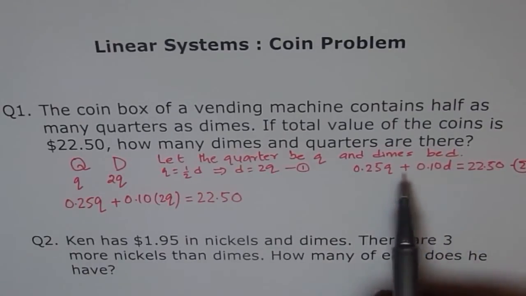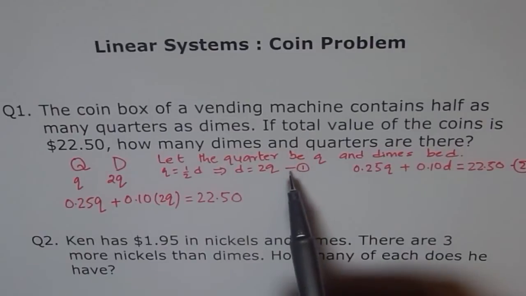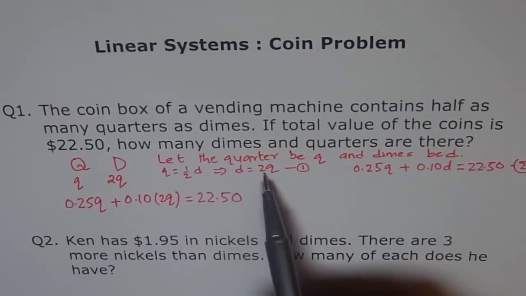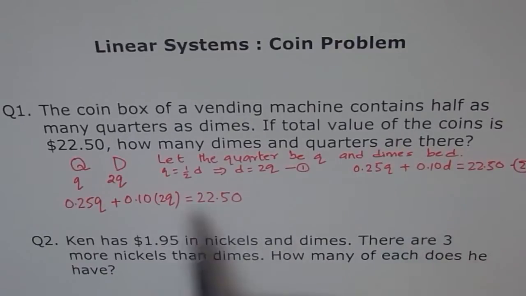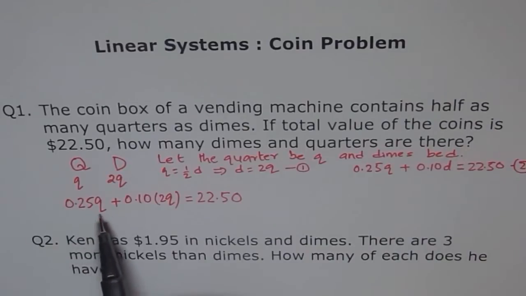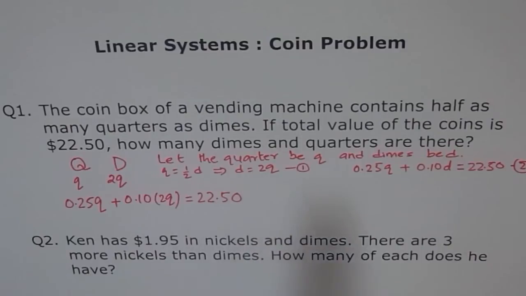Now here we got two variables. It's very difficult to solve one equation with two variables, so we take help of the second equation. The second equation said D is 2Q. So we substitute D as 2Q in the second equation, and we get our final equation to solve. The final equation looks like this: 0.25Q plus 0.10 times 2Q, because D is 2Q, equals 22.50.